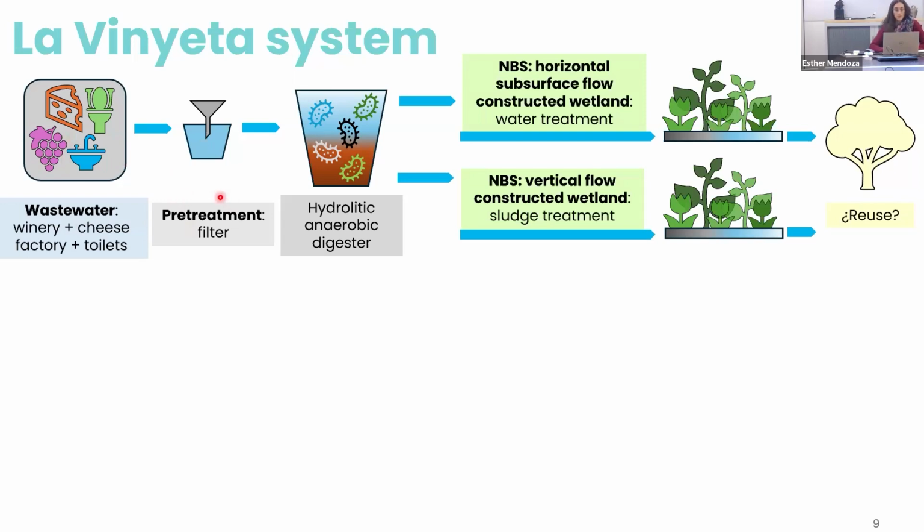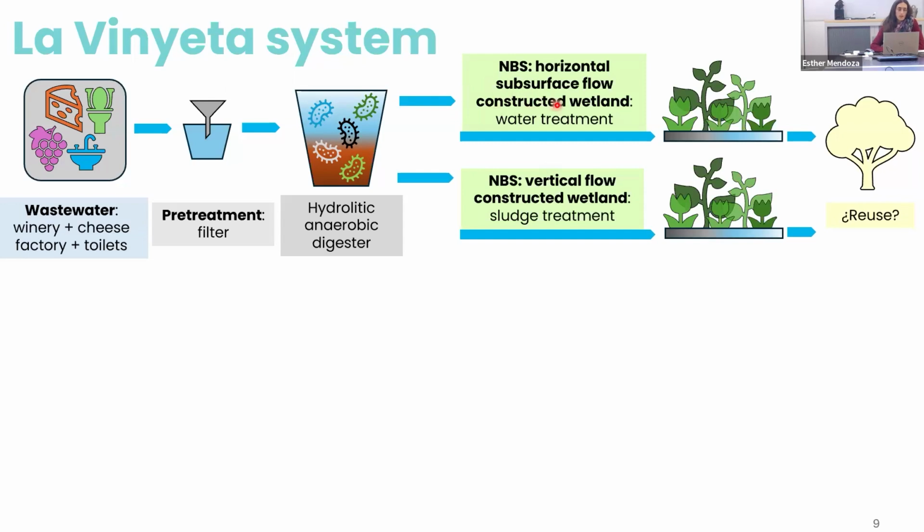Then after a pre-treatment with a filter, the water goes through an anaerobic digester, a hydrolytic anaerobic digester. So there is a diversity of bacteria, and they break the complex contaminants into simpler ones, so they can be assimilated by the nature-based solutions. Here we have two outlets.